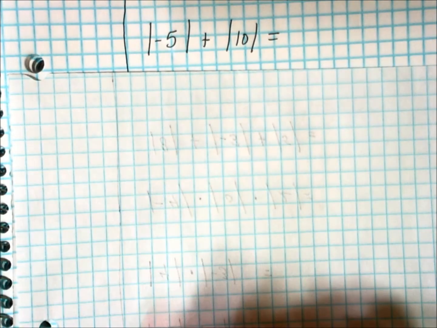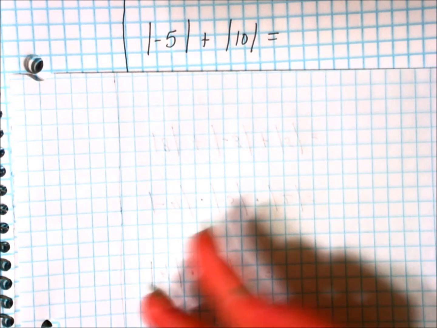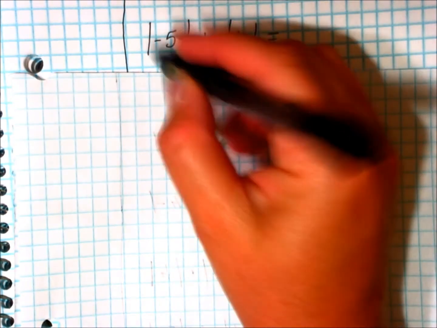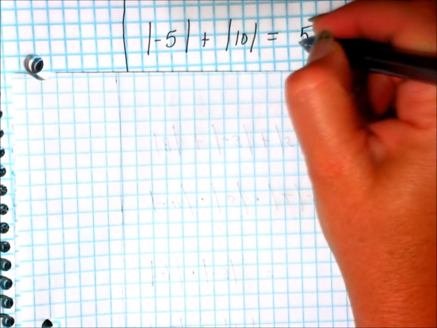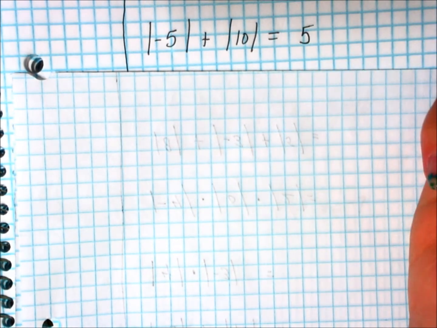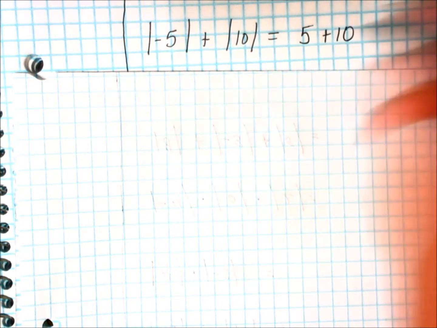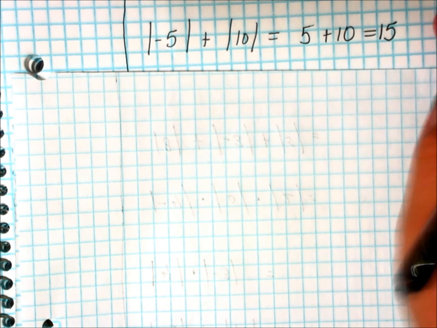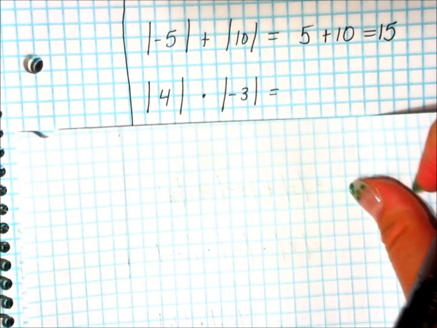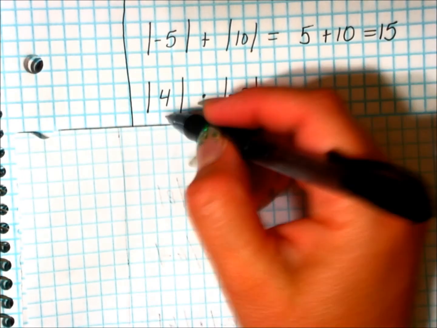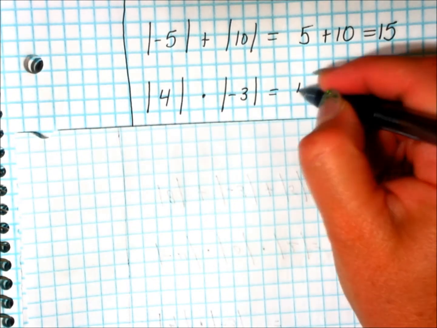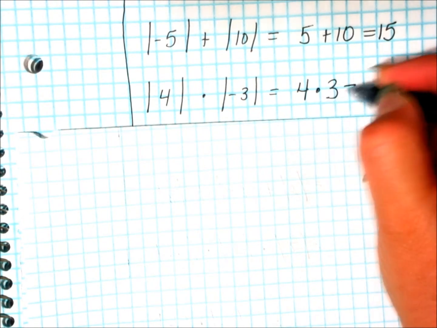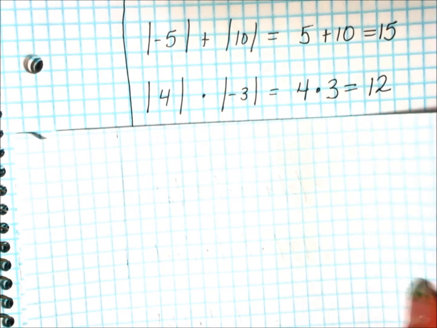All right, so now let's do some problems with the absolute value. So we have the absolute value of -5 plus the absolute value of 10. So the absolute value of -5 would be a positive 5. And the absolute value of positive 10, still going to be positive, so I would get 10. And 5 plus 10 would be 15. Let's try another one. Here's multiplication. We have 4. Absolute value of 4 would be 4. Absolute value of -3 would be 3. So we're looking at a positive 12.